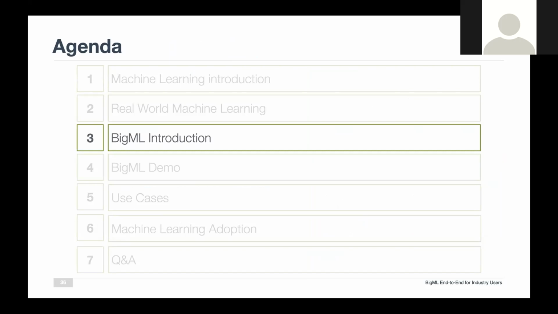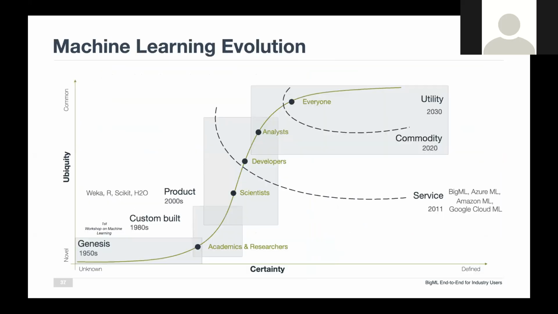Okay, let me go with the BigML introduction. First, let's talk about machine learning evolution. Professor Tom already described the machine learning history. It started maybe in the 1950s, when we started talking about it, and then machine learning as it is probably started in the 1980s, when it was more devoted to academics and researchers.